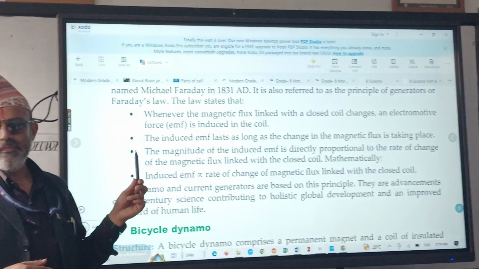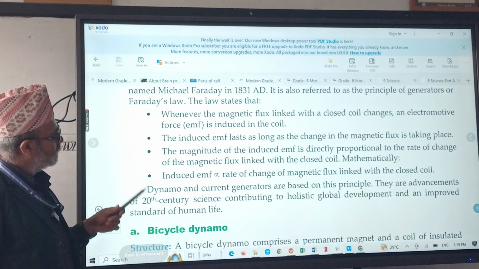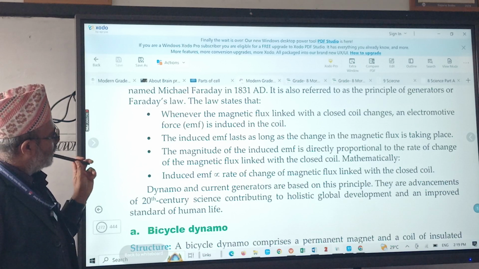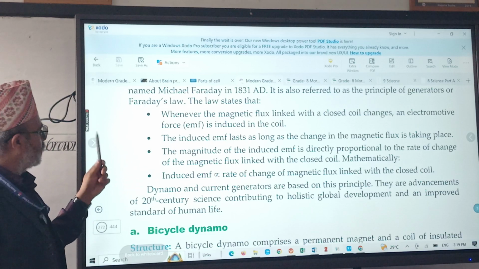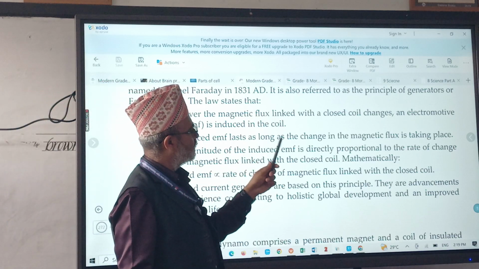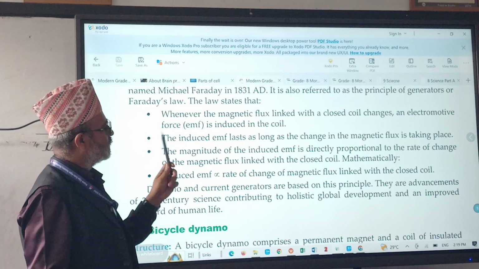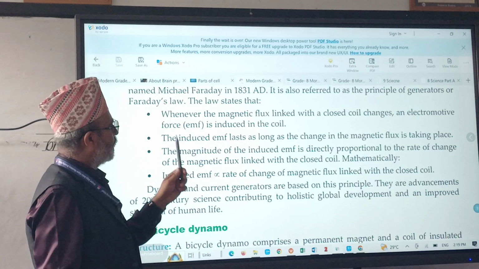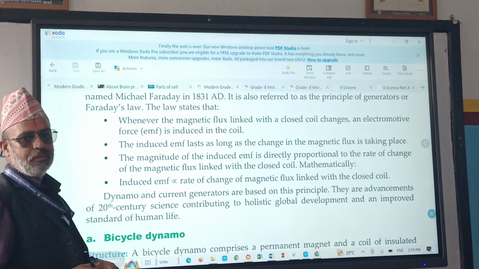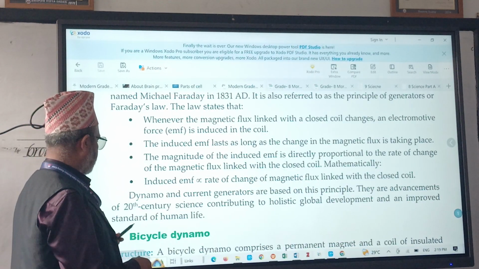What is the first law? Whenever the magnetic flux linked with a closed circuit changes, an EMF is induced, and as a result, current is induced. Number 2, the induced EMF lasts as long as the change in the magnetic flux, and the magnitude of the induced EMF is directly proportional to the rate of change of the magnetic flux linked with the closed circuit. The mathematical part is not the point, okay? Up to here is done.